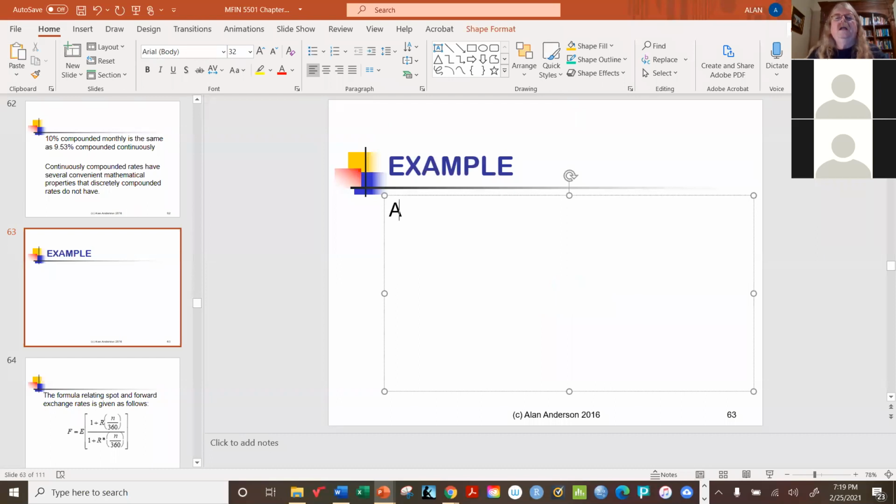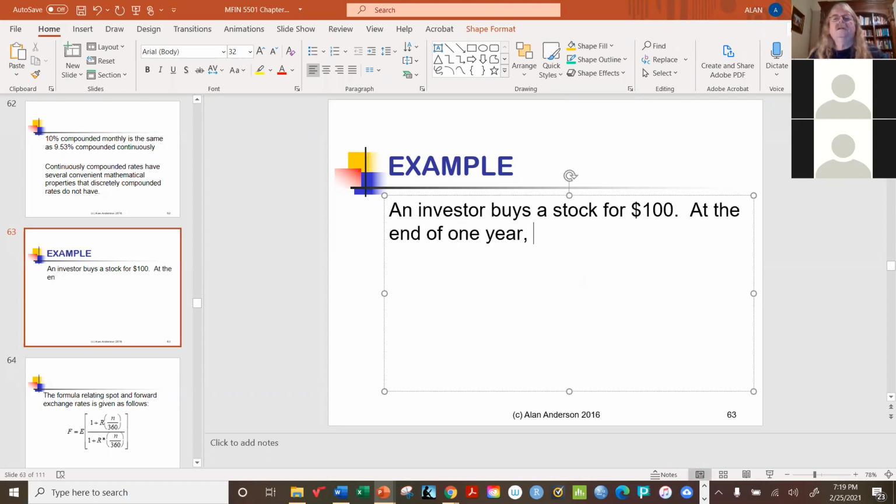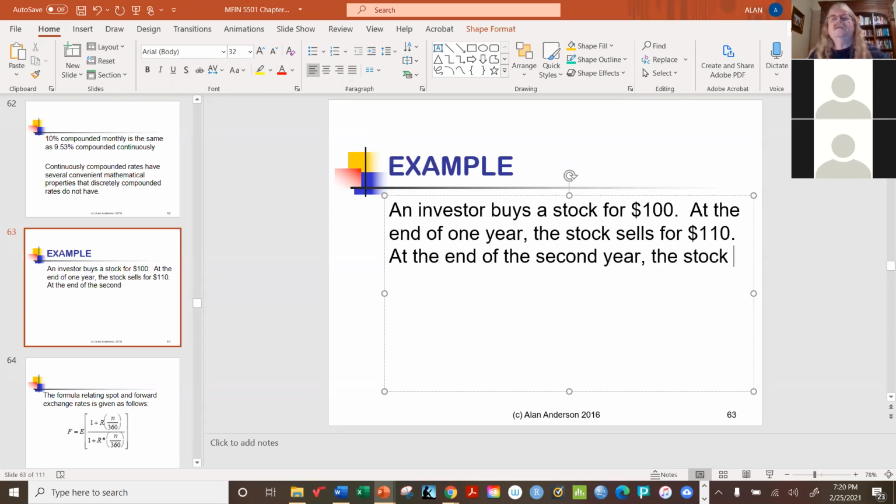So imagine an investor buys a stock for 100. At the end of 1 year, the stock sells for 110. At the end of the second year, the stock sells for 100. Now, clearly, his total return is 0.